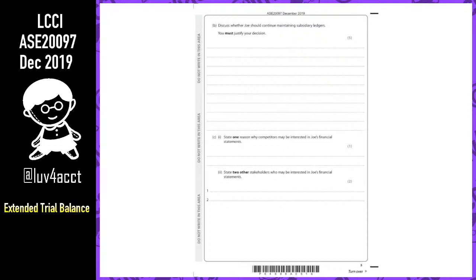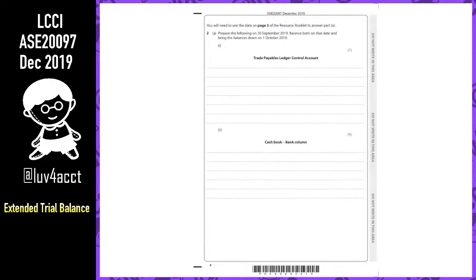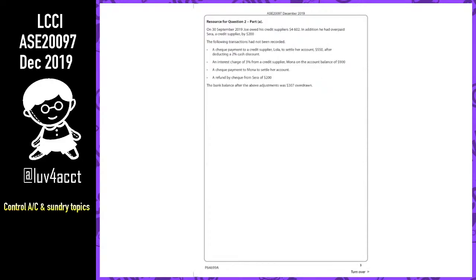How much? 5, 8, 3, 11 marks here. And then control account, 7 marks. Okay, so let me update. Question 2, it will be control accounts and sundry topics. So let's see what goes into our control account as well as the bank column of the cash book.